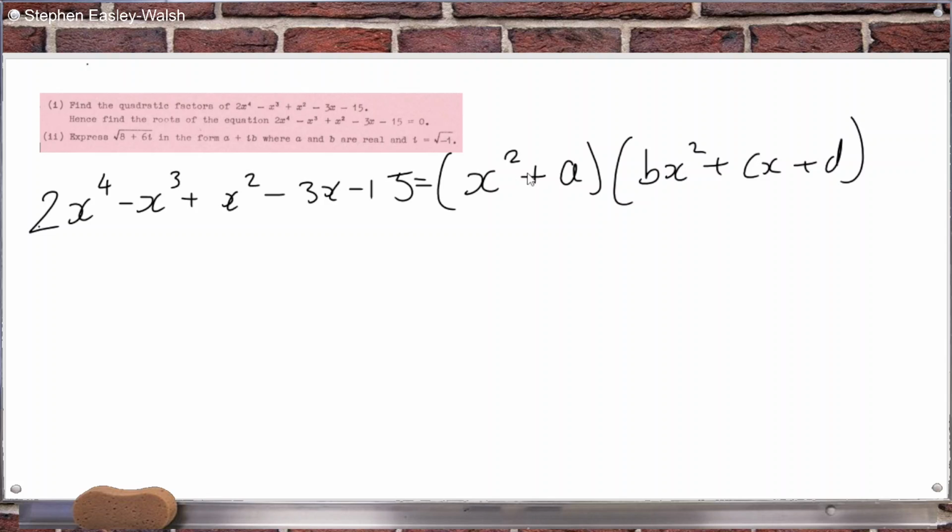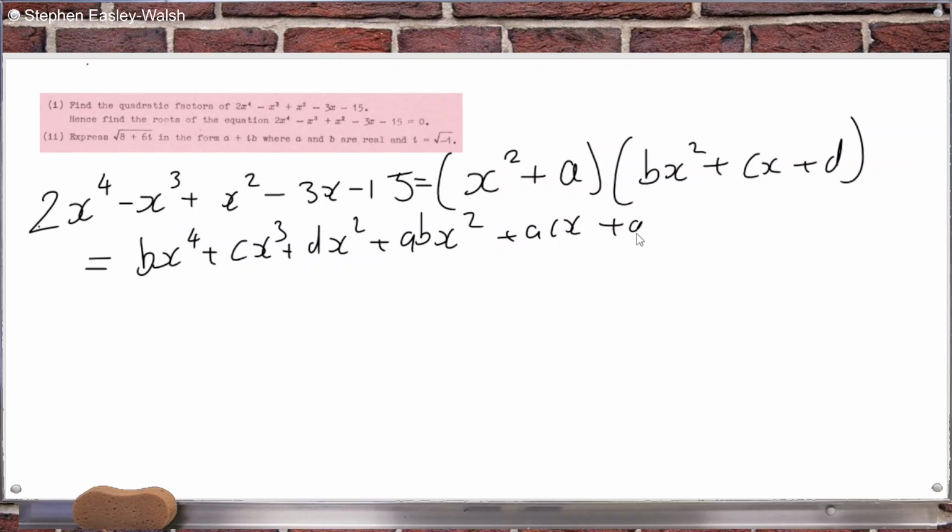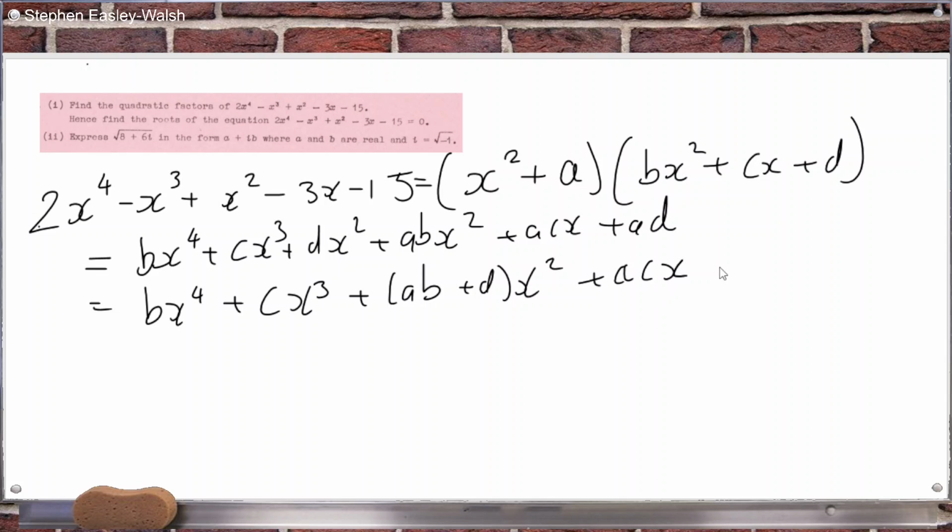So now that the factors are written like this, I can multiply it out and compare. If I multiply this out, I get bx^4 plus cx cubed plus dx squared plus abx squared plus acx plus ad. So that's bx^4 plus cx cubed plus (ab plus d)x squared plus acx plus ad. So you can see that b has to equal 2.